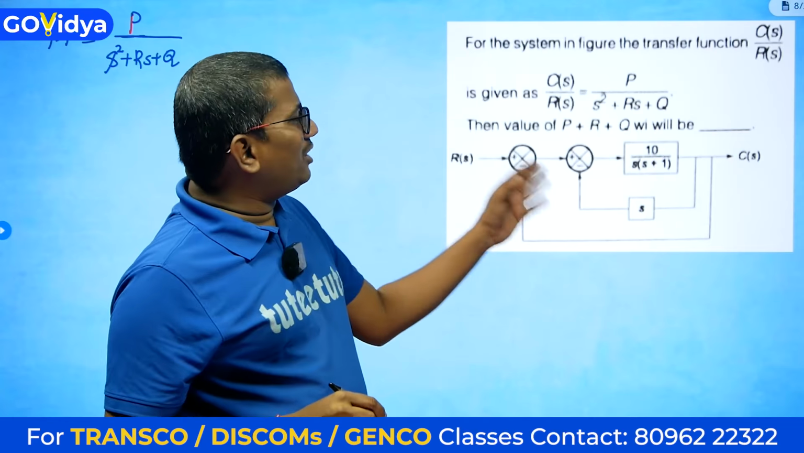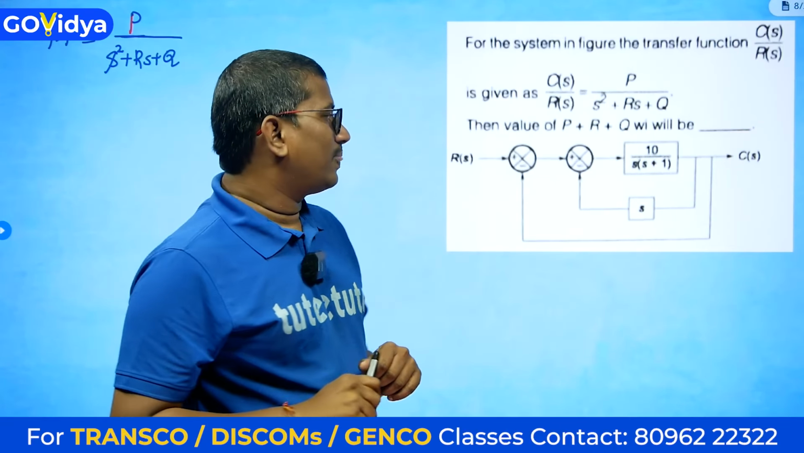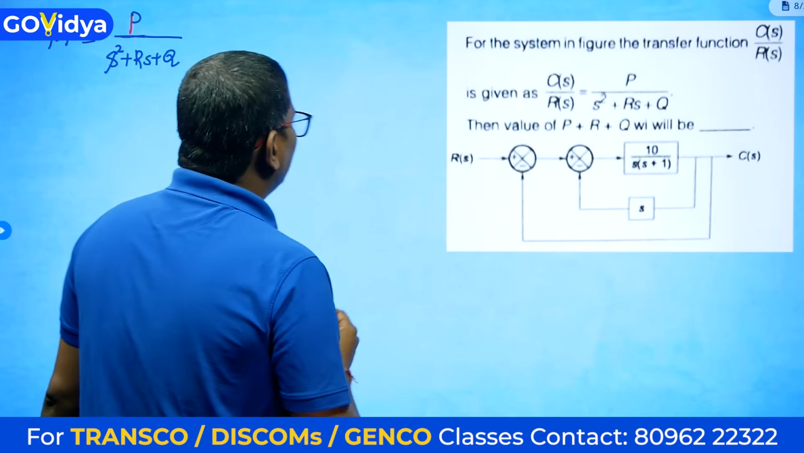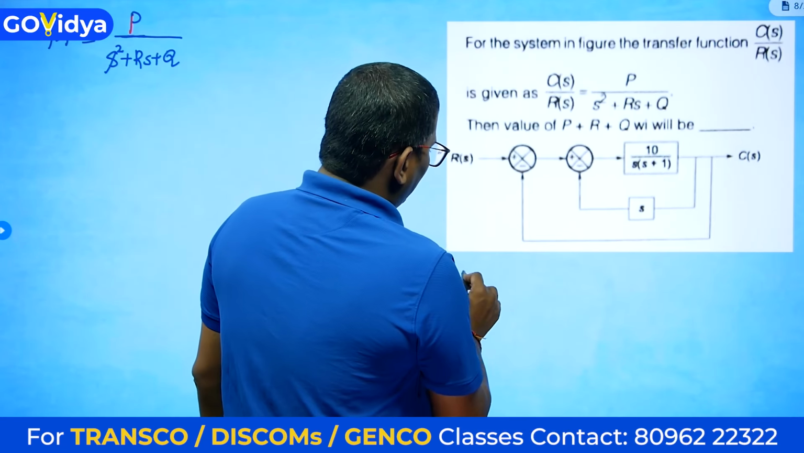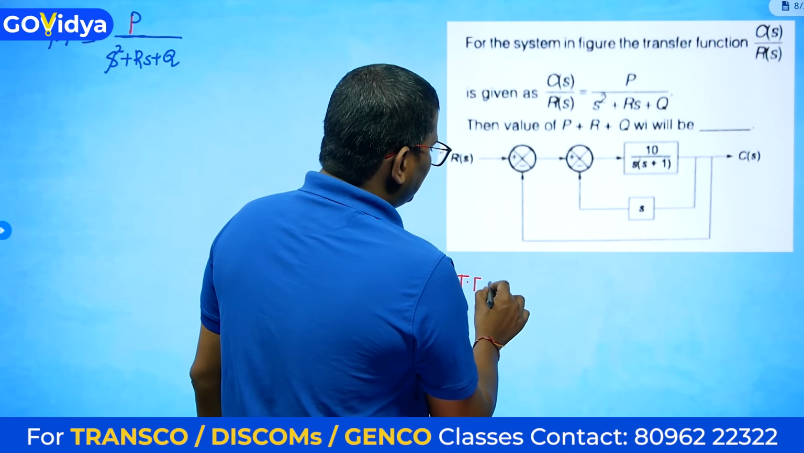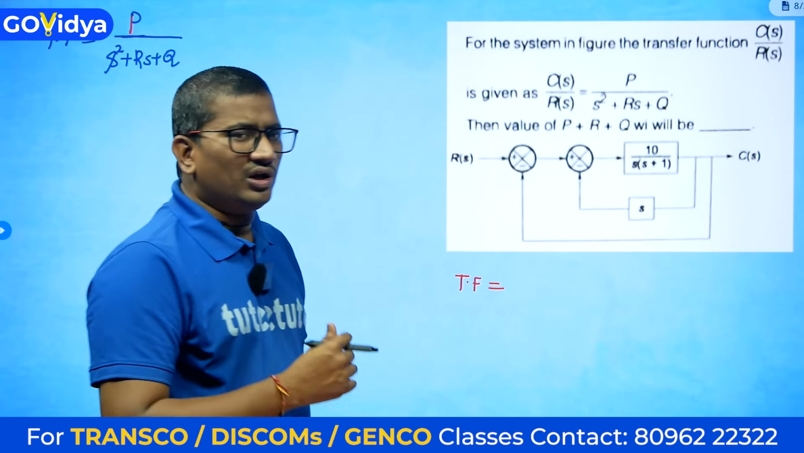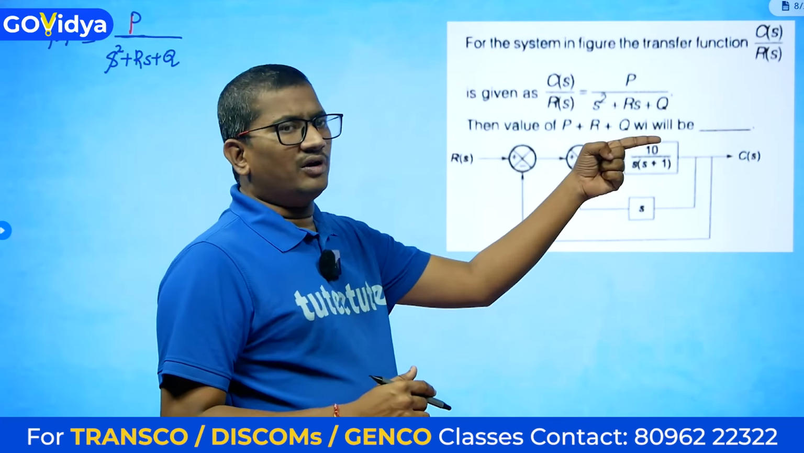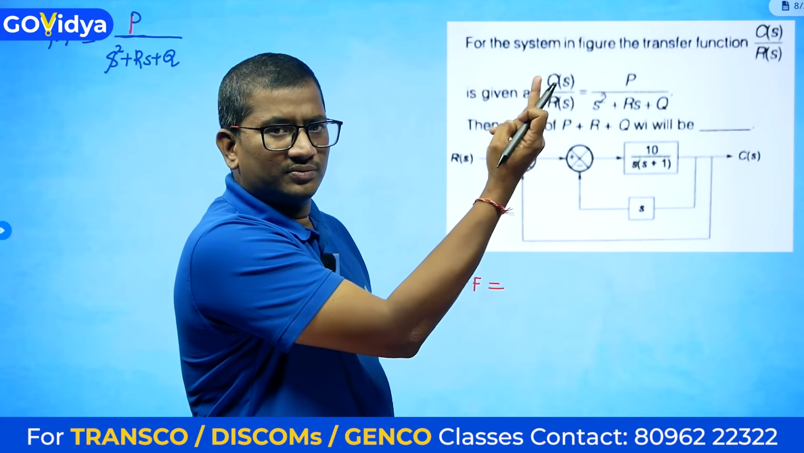Now what are they asking? The value of P plus R plus Q. So first let me write the transfer function for it. The transfer function is like this. Again, same story. Try to identify how many forward paths are there. I can say one forward path is there, and the rest of the two are loops.